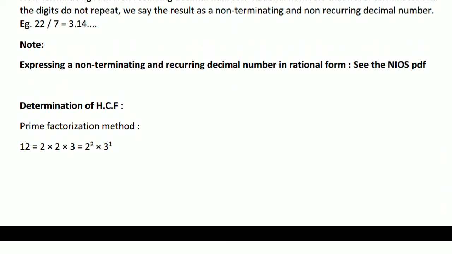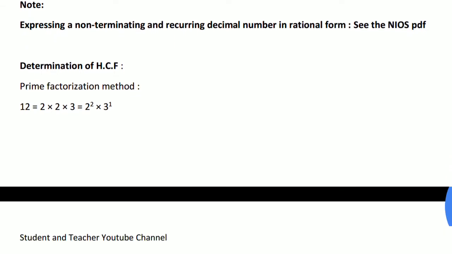Now there are always questions asked on how we can convert from decimal to fraction or fraction to decimal. So questions based on these are given in a nice PDF, so we can refer to the PDF for examples.